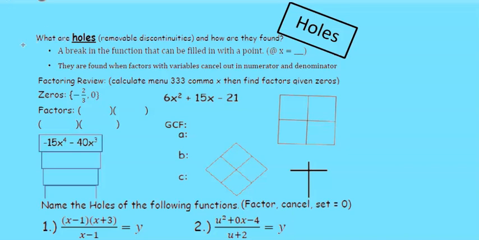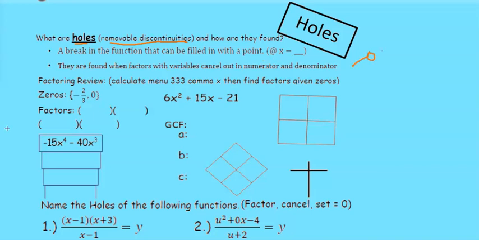Page 9 of the Fractious Tome. It's all about holes. So, what are holes and how are they found? Holes are also known as removable discontinuities. A hole is a break in the function that can be filled in with a point.